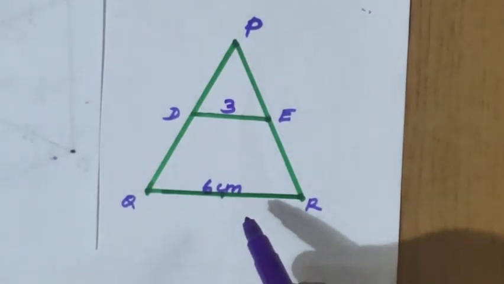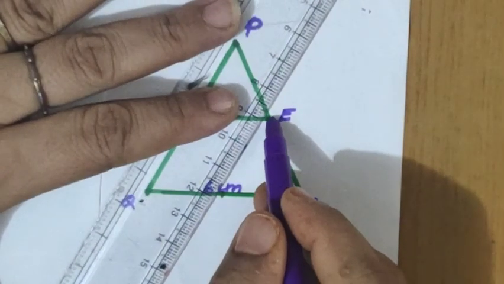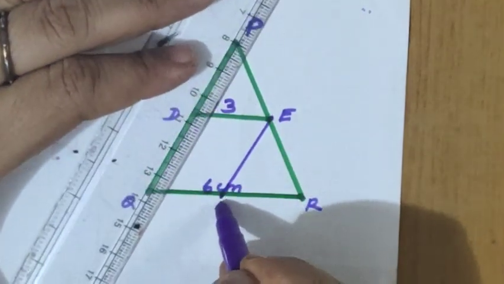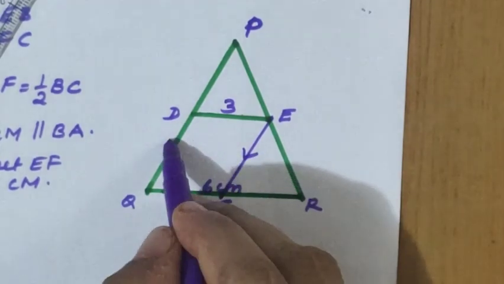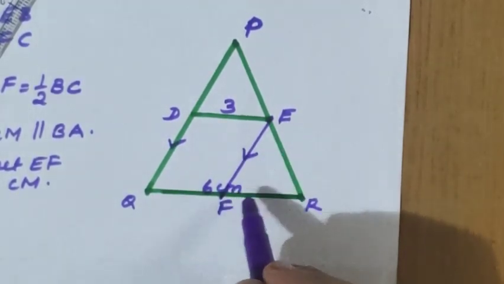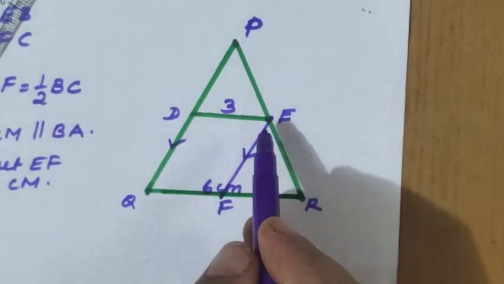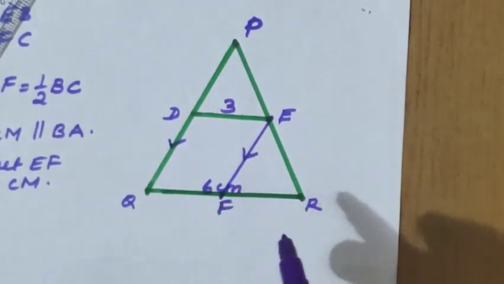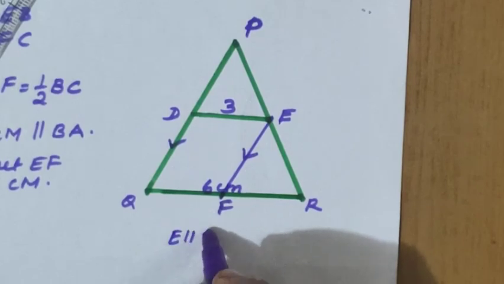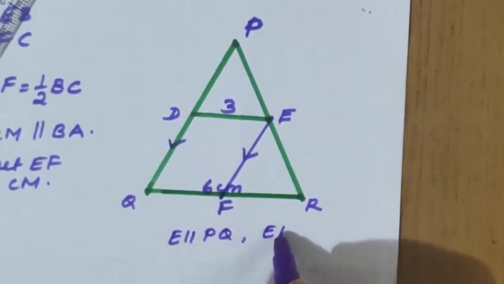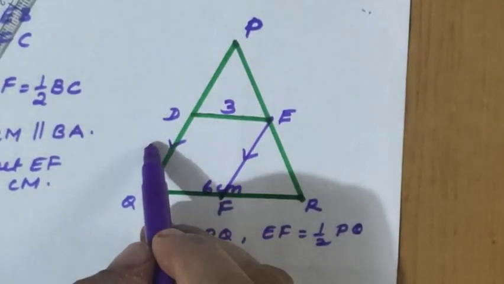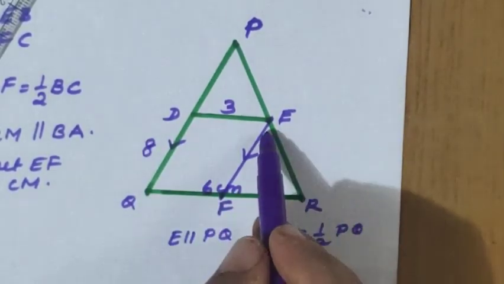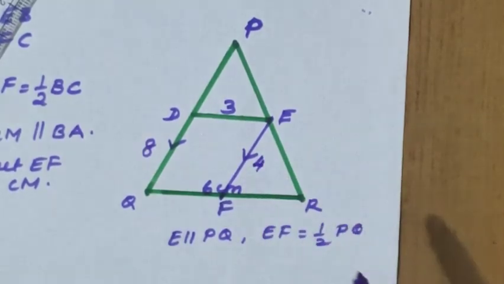Again, if I draw another line like this, EF, F is the midpoint here. So EF will be parallel to PQ. If these two are the midpoints, so what is the concept now? EF is parallel to PQ and EF equal to half PQ. Suppose PQ equal to 8. So what is the length of EF? It will be 4 centimeter by midpoint theorem.